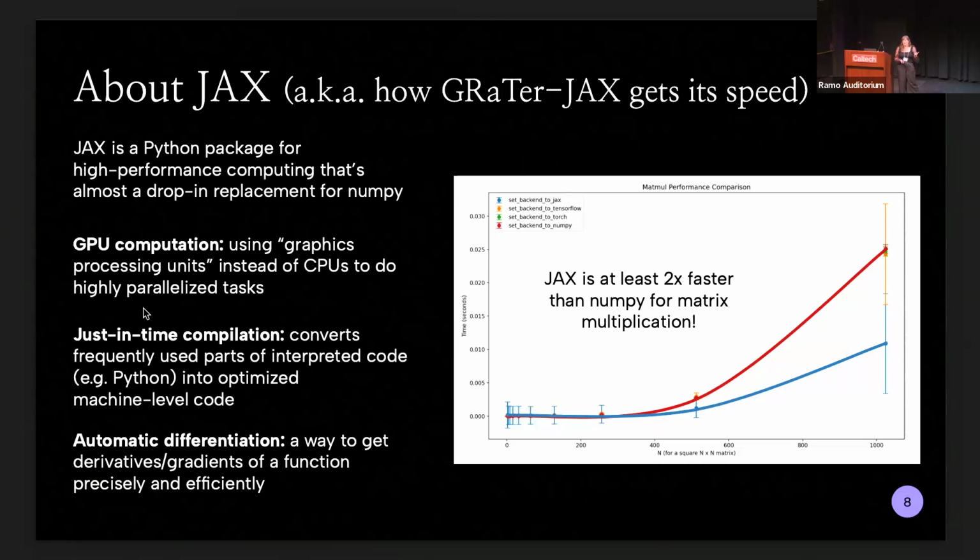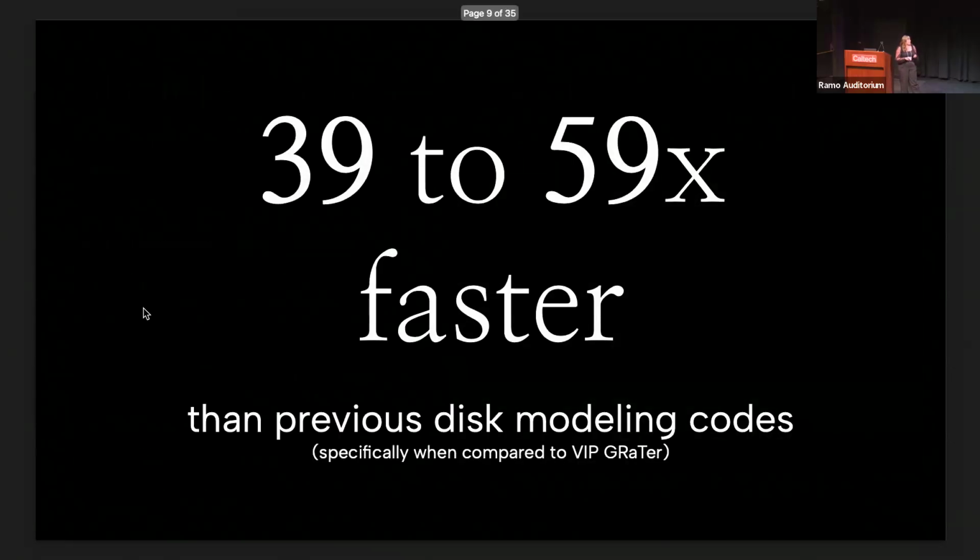And then there's automatic differentiation, which we heard about in a bunch of the talks this morning. So GRaTeR-JAX is 39 to 59 times faster than previous implementations of GRaTeR models, which is kind of a wild speedup and really compounds when you're doing maybe millions of these models for an MCMC fit. And this is compared specifically to the implementation of GRaTeR in the Vortex image processing pipeline.